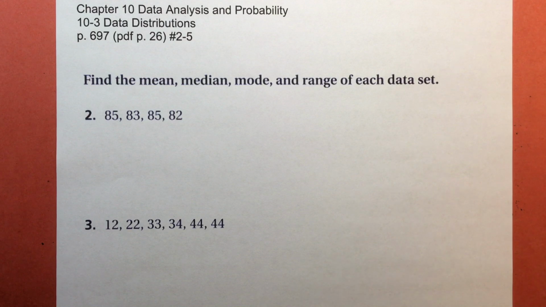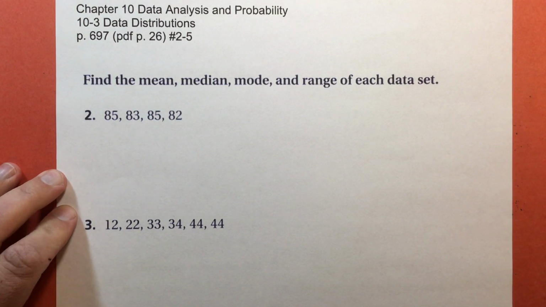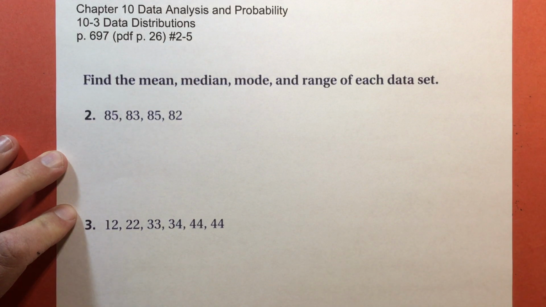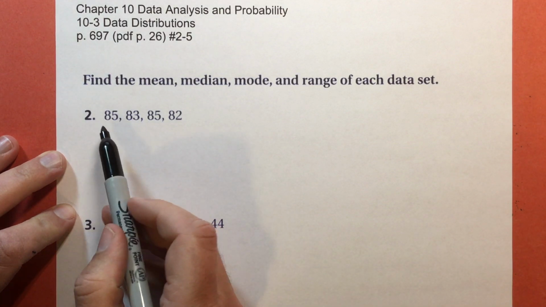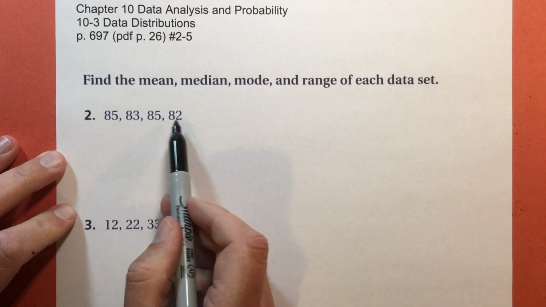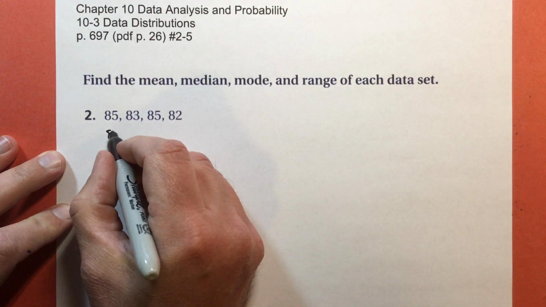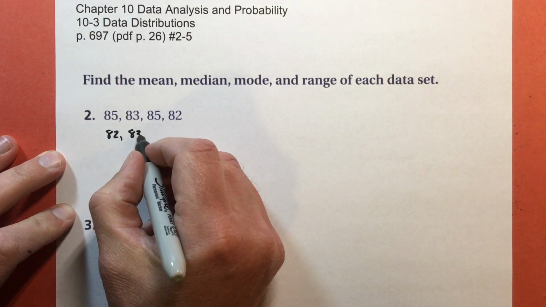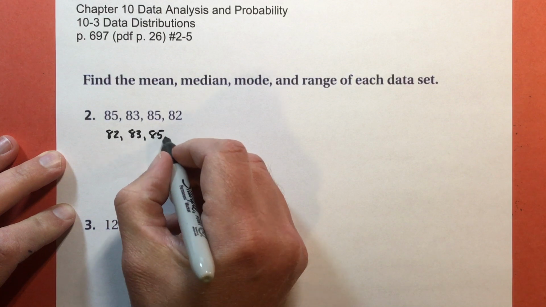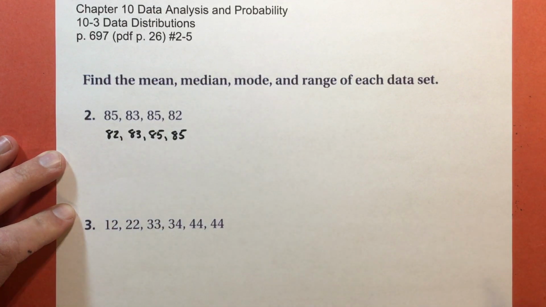Like I showed you in the first example, you only have to put the numbers in order to find the median, but it helps with the mode. I guess it really doesn't matter with the mean. So I'm going to put the numbers in order first, and then everything else should follow. So I got 85, 83, 85, 82. That should be pretty easy. 82, 83, and a couple of 85s.